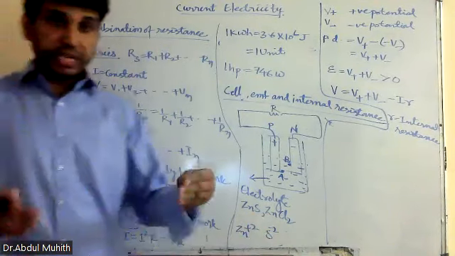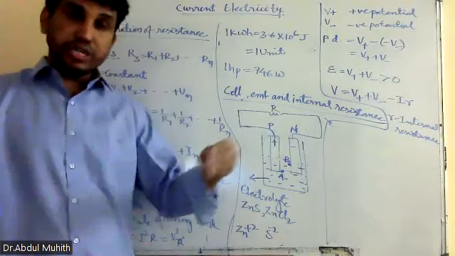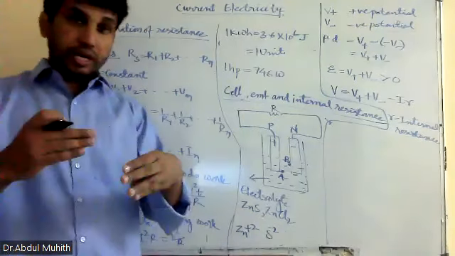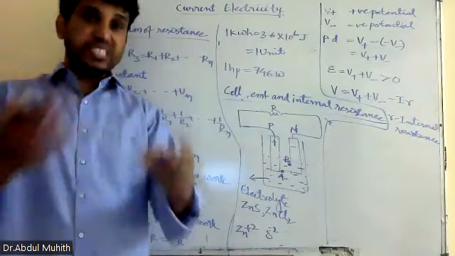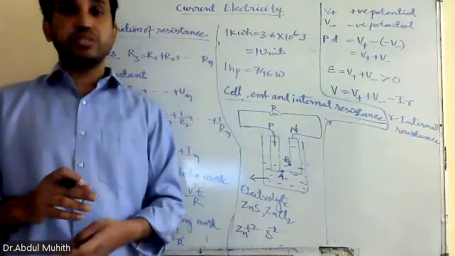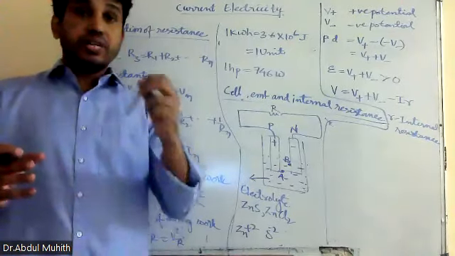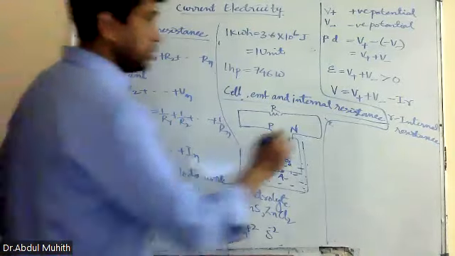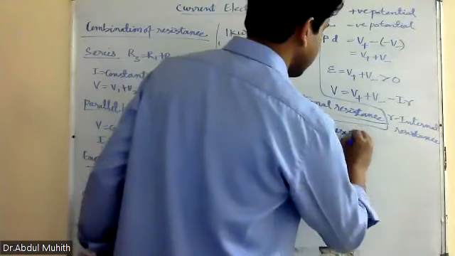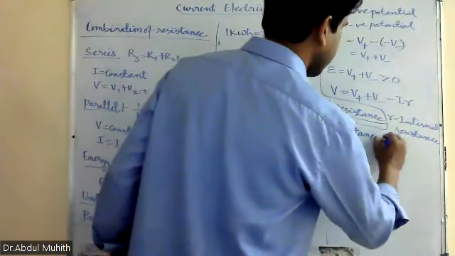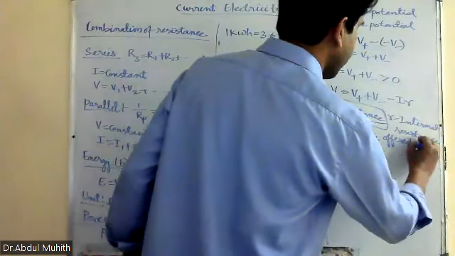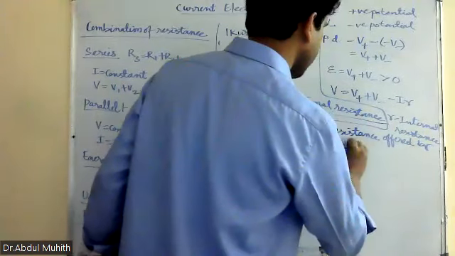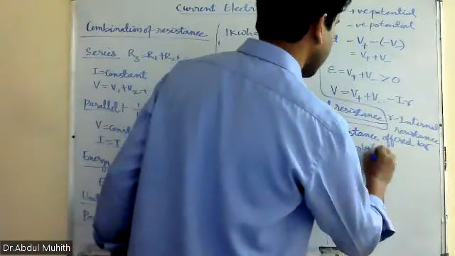When they are moving, there is a friction in the electrolyte. That friction gives rise to resistance. That is known as internal resistance. So the definition says that resistance offered by the electrolyte is known as internal resistance.